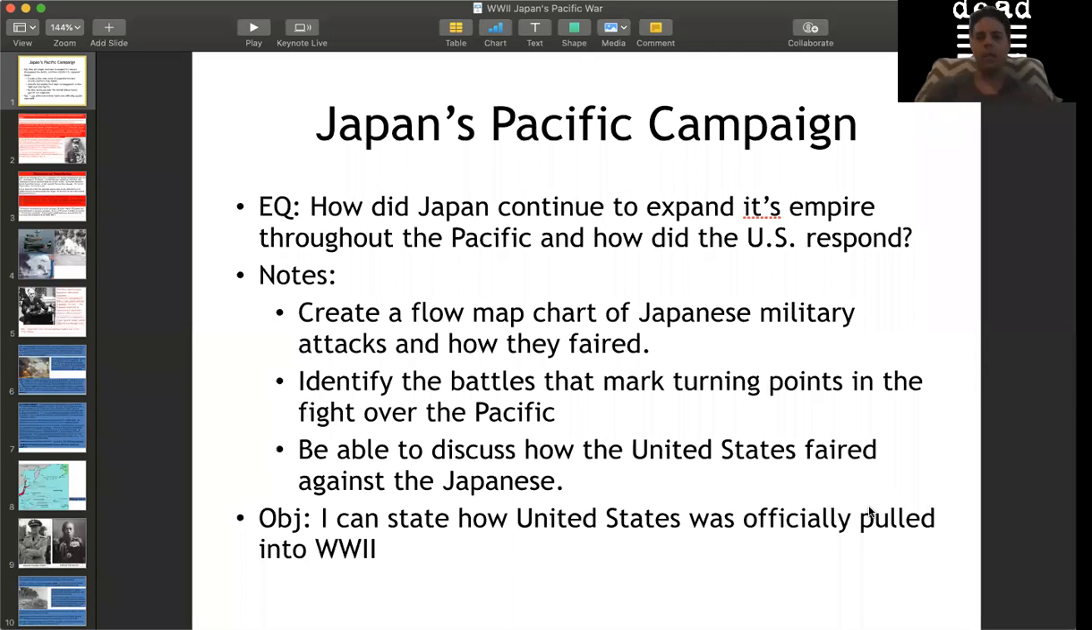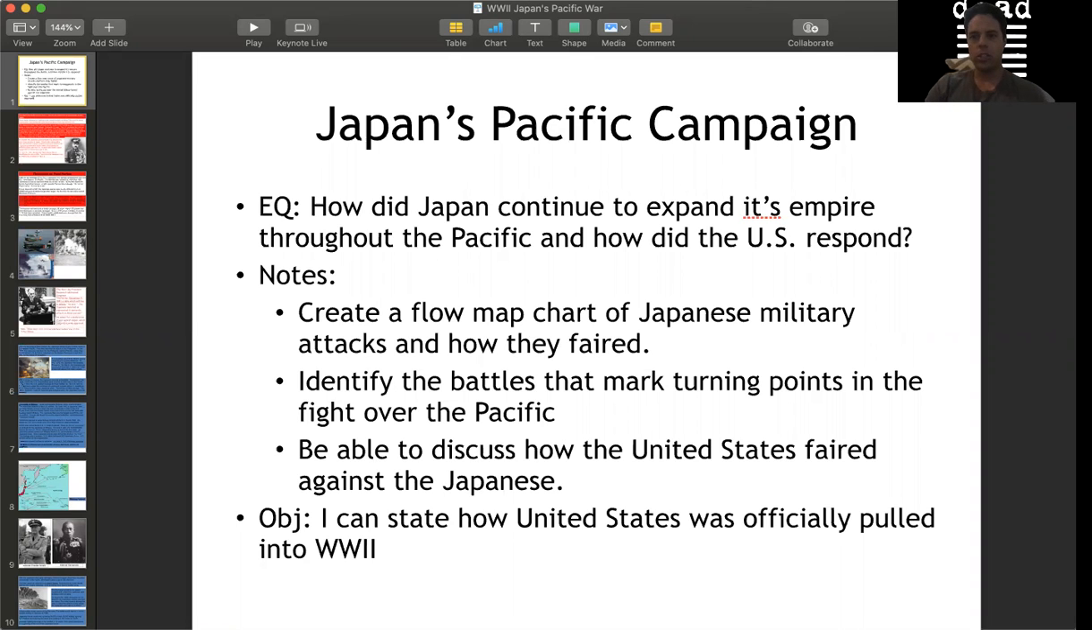So I'm going to try this a little bit different than we had in the past. I'm not going to go into presentation mode with the PowerPoint, so this way I can annotate on the PowerPoint if I need to. So go ahead and write down our title, Japan's Pacific Campaign.